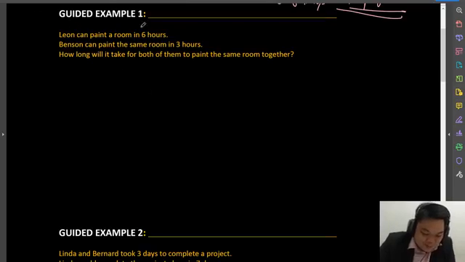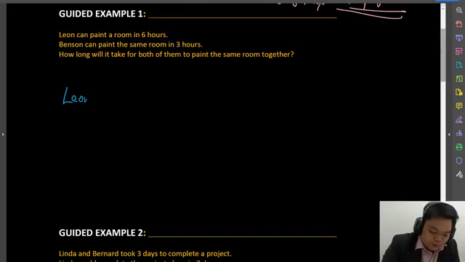So anyway, let's go on to guided example 1. With that established, let us see how we can use that principle to solve all these types of problems. Now, Leon can paint a room in 6 hours. Benson can paint the same room in 3 hours. How long will it take both of them to paint the same room together? So over here, let's list out all the information first. We have Leon, the number of hours, or rather the time in hours.